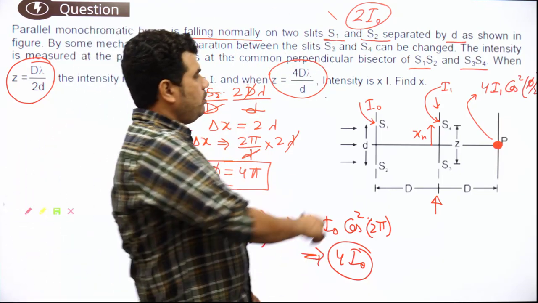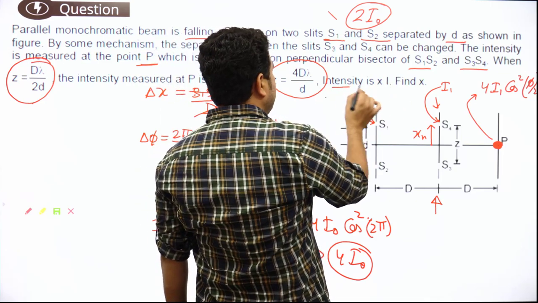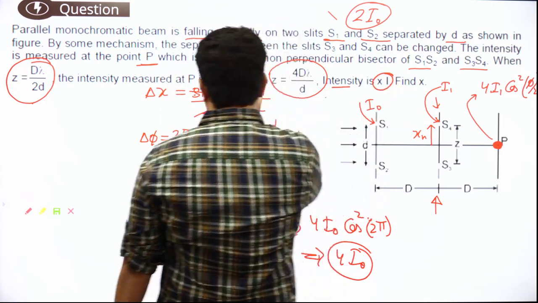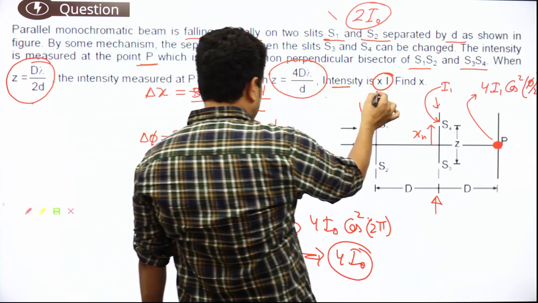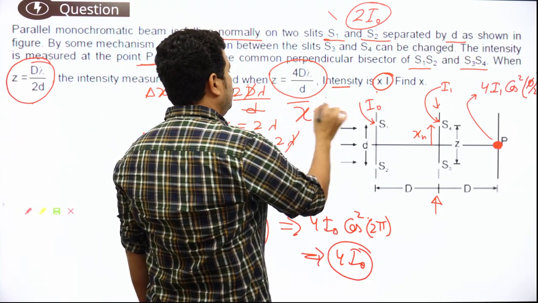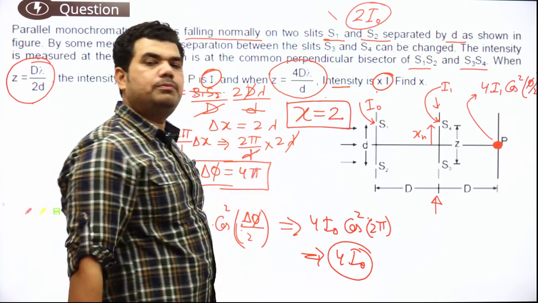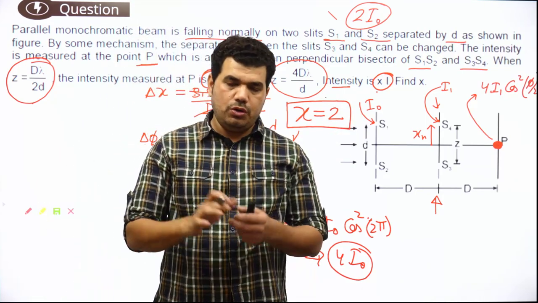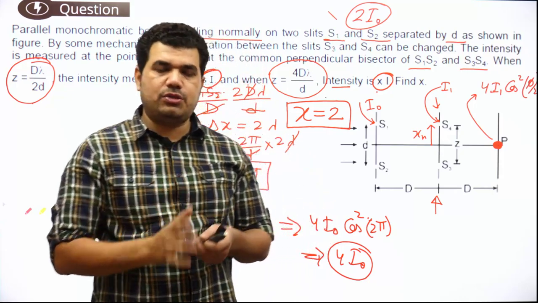So what is the question? Intensity is Ix. Before that it is I, then Xi. So what is the value of X? X is equal to 2. This is your answer. Okay. So X is equal to 2 is the answer of this question.